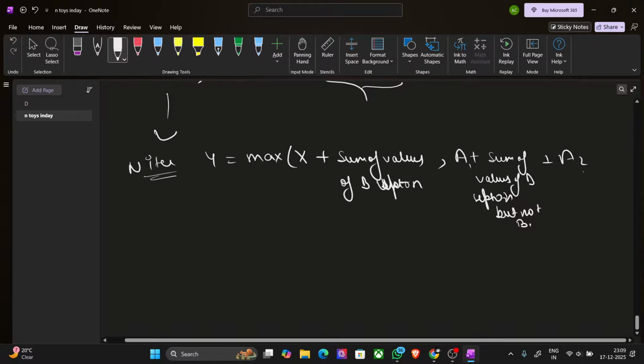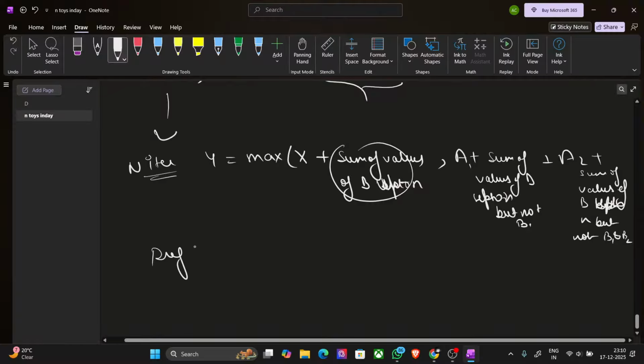I can write it as the sum of a2 plus the sum of values of b up to n but not b1 and b2, right? I represent the sum of values as the prefix sum of b, prefix b.